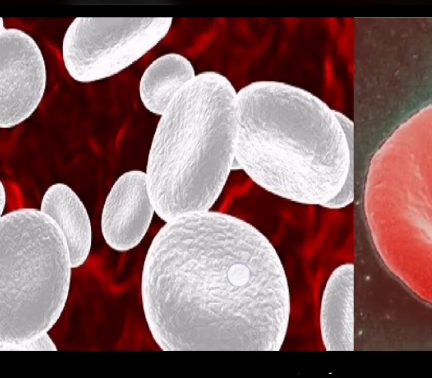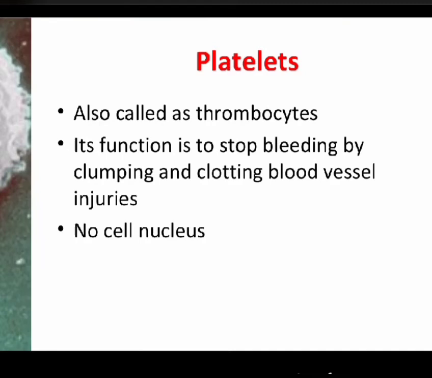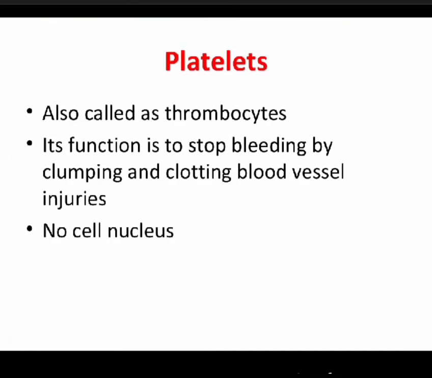So this is a typical picture of the white blood cells. Now, the red and then the white blood cells. Now, we have the platelet, also called the thrombocyte. Its function is to stop bleeding by clamping and clotting blood vessel injuries. Okay, it also doesn't have any nucleus.